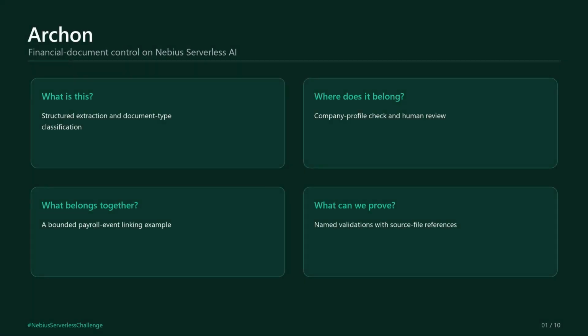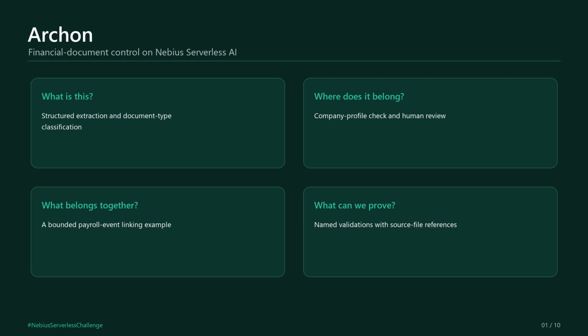Small business finance starts with documents that must be understood, classified, reviewed, and connected before anyone should trust a period view. Archon is a financial document control prototype built around that workflow. It extracts structured records, lets a person decide what proceeds, links one implemented event family, and reports bounded validation findings.